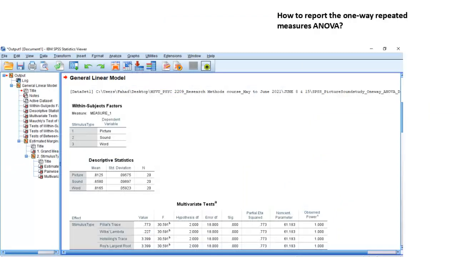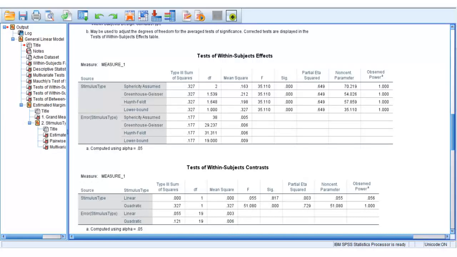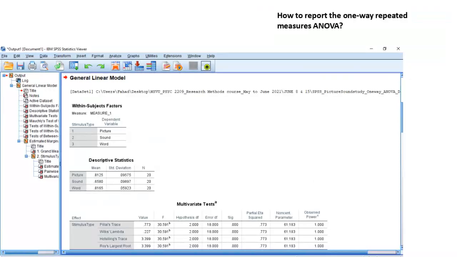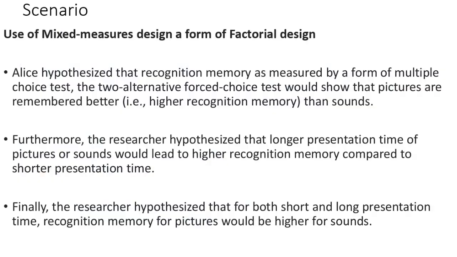And so you get your results, and you can see something interesting. It looks like the mean for the picture is similar to the mean for the word, but sounds have the lowest mean in terms of mean accuracy. And so when you look at the significance, you see it is significant with 0.00. But the problem is you need to do post hoc comparisons to see which mean is different from the other mean. And post hoc comparisons is just basically paired t-tests.